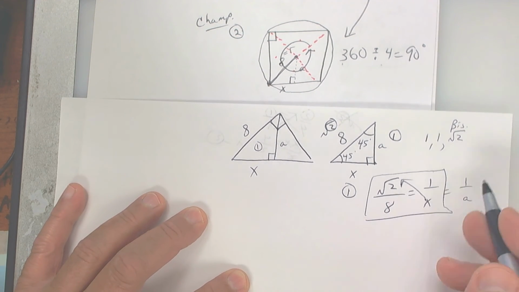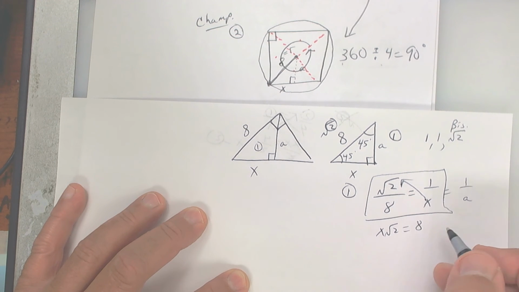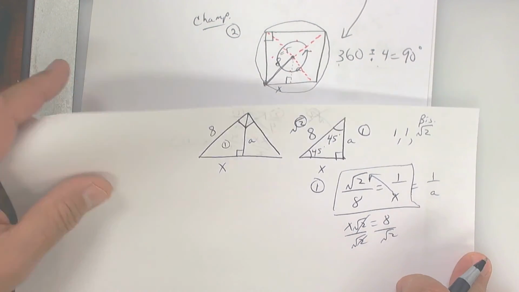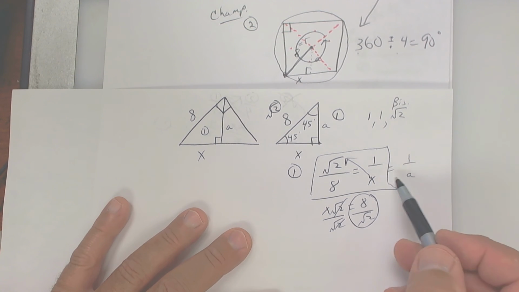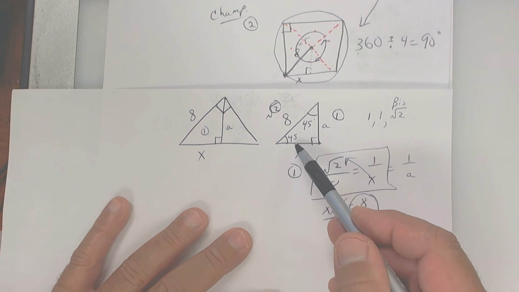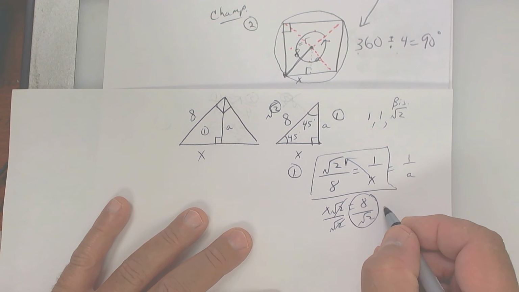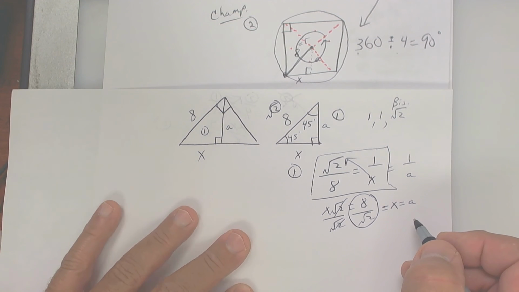Okay, so we're going to cross multiply. So you're going to get x times the square root of 2 is equal to 8. You're going to divide by the square root of 2. I think earlier I divided by the square root of 1, and that's not correct. Okay, so this is going to be x. All right, and a is the same thing because it's an isosceles triangle. So x and a are the same thing in this particular problem for a square.